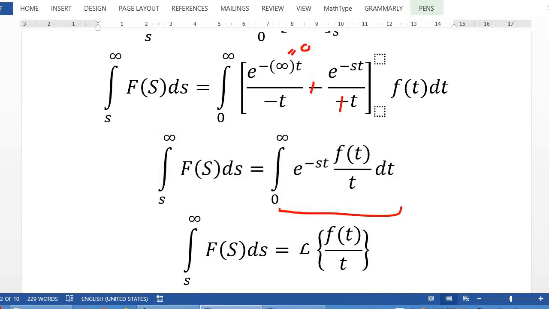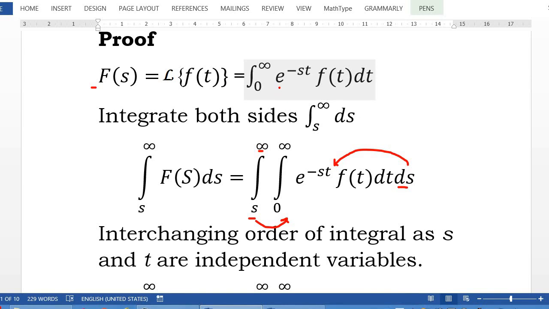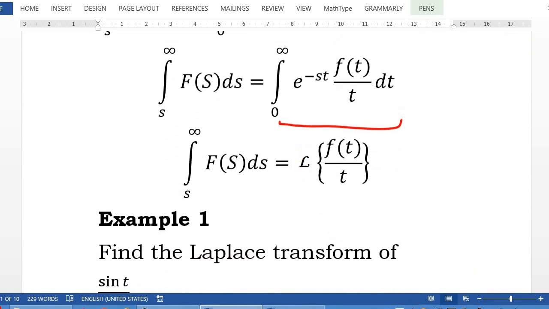Then by the definition of the Laplace transform, we integrate e^(-st) multiplied by f(t) dt from 0 to positive infinity. So here you notice this is the same integral, only f(t) replaced by f(t) over t. Hence, this is actually the Laplace transform for f(t) over t. And the left side is the integral of F(s) ds from s to positive infinity. So this is the division by t property. For the Laplace transform of f(t) over t, identify your f(t), take the Laplace transform, you get F(s), and then you integrate with respect to ds from s to positive infinity.